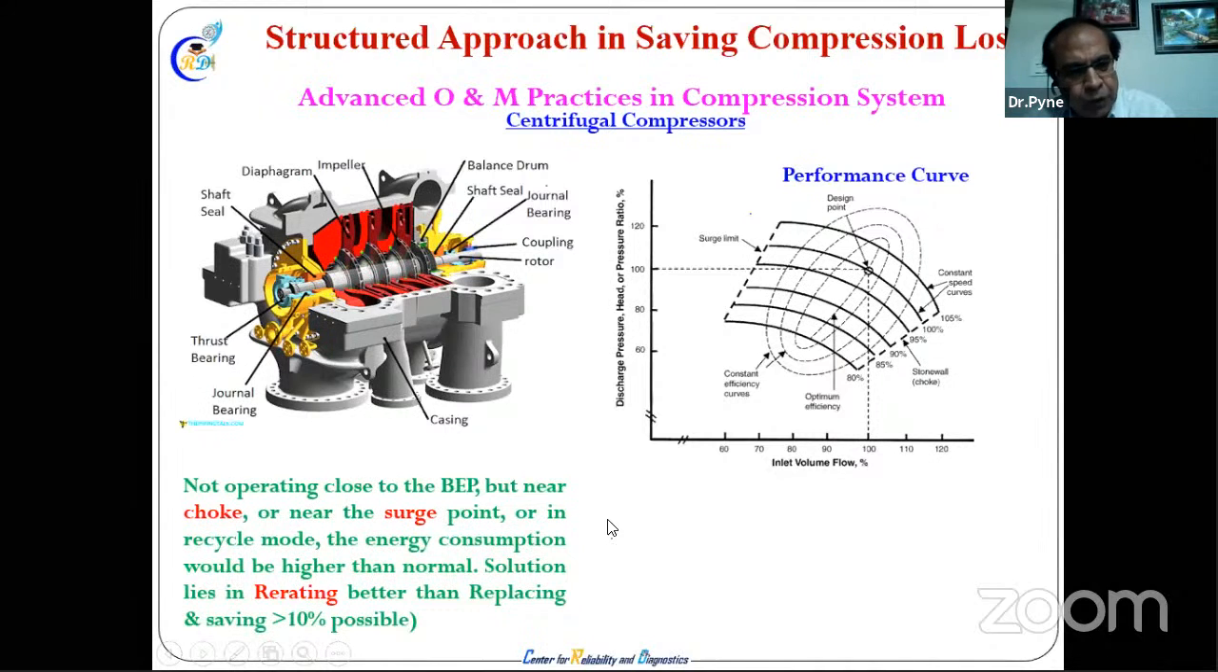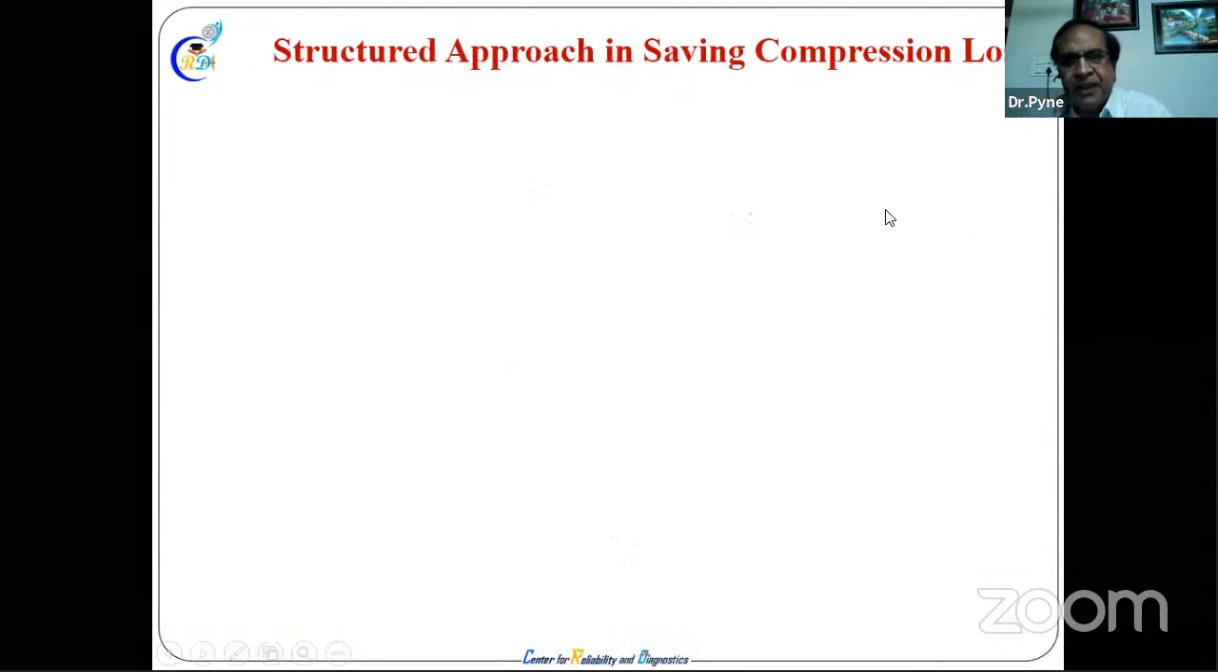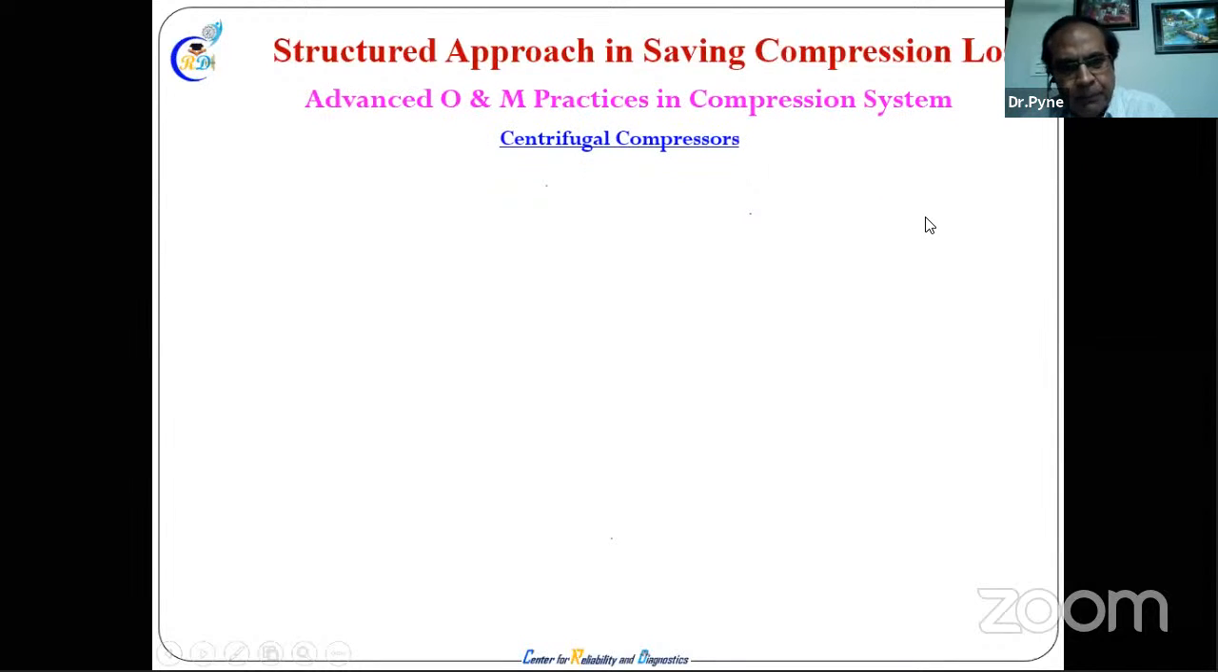Not operating close to the BEP is a main problem. Operating near the surge point, we have to avoid. That's why the common procedure of derating the compressor is generally done. It is a more simplified way. This is the surge line, the performance curve. Okay, so this is something potentially possible.